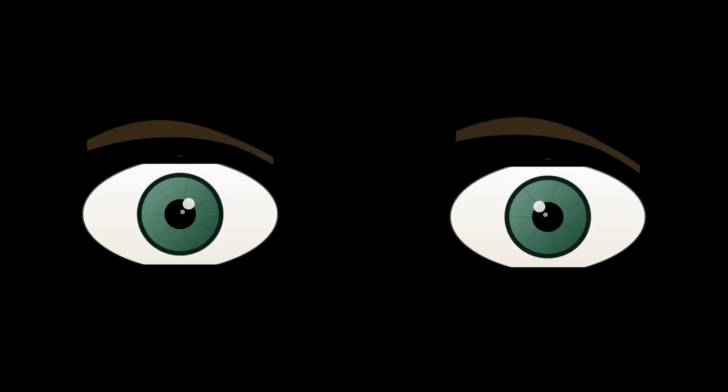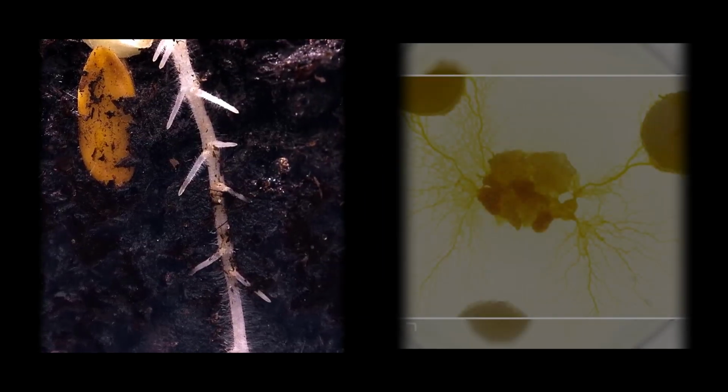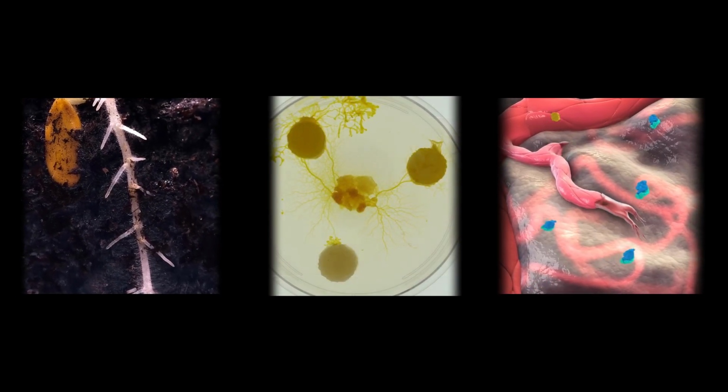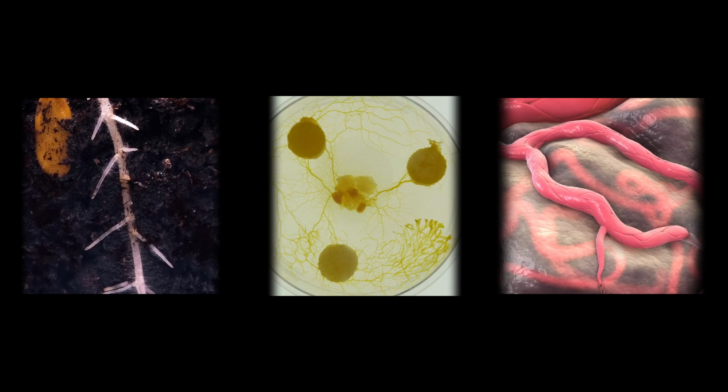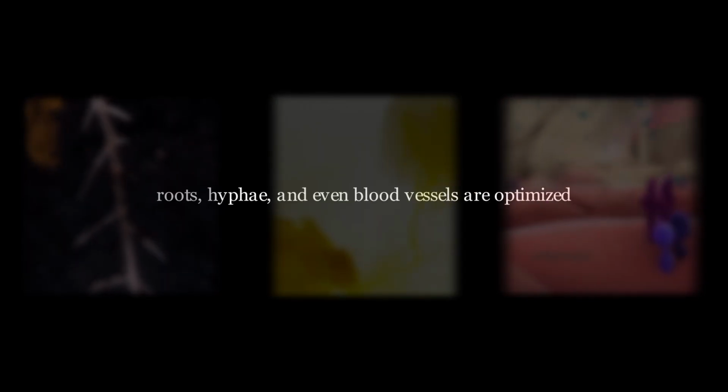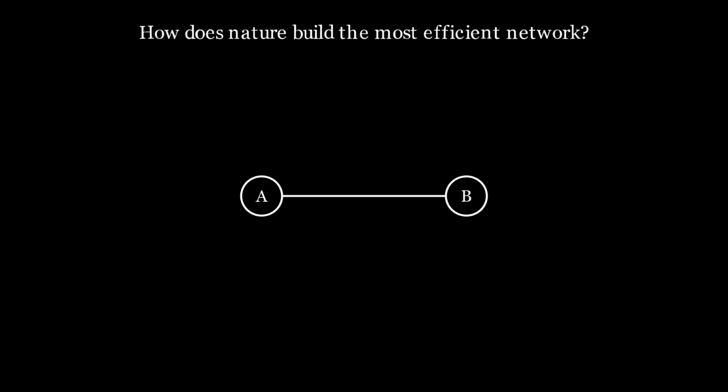But what if you couldn't visually compare how long the paths were? Trees, fungi, and even our own cells are forced to solve this problem every day because they can't measure the length of any two paths. Despite this, plant roots, fungal hyphae, and our own blood vessels are optimized to produce the shortest paths from point A to point B. But this begs the question, how does nature build the most efficient network?